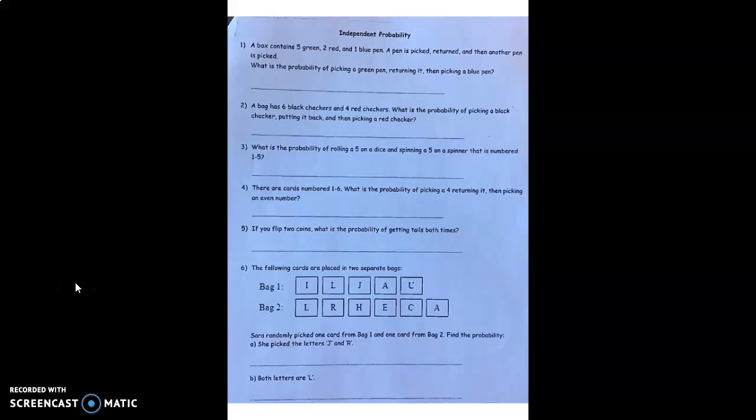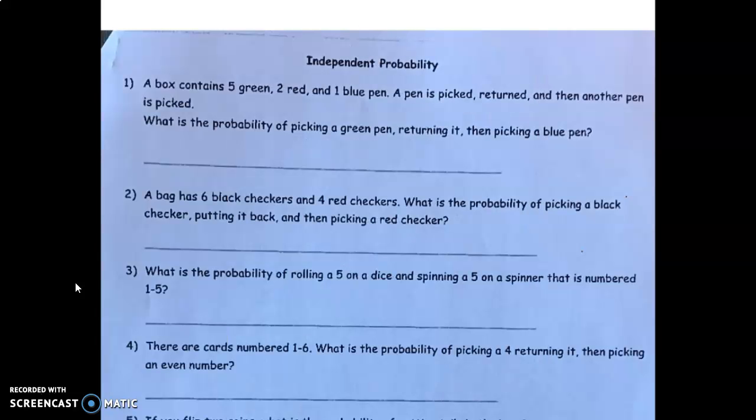Alright, here's your homework assignment for independent probability. I'll do a few of these with you. Number one, a box contains 5 green, 2 red, and 1 blue pen. A pen is picked, returned, and then another pen is picked. What is the probability of picking a green pen, returning it, then picking a blue pen?